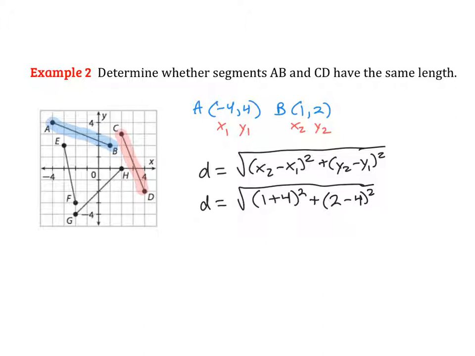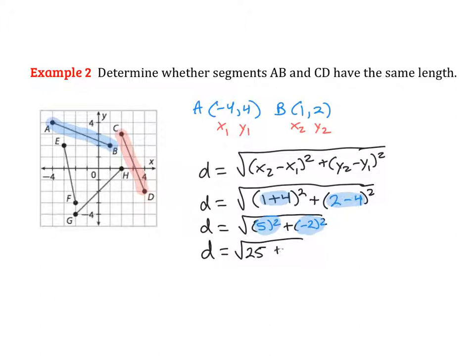From here, we do need to follow our order of operations when we're simplifying. So we're going to start by simplifying what's inside our parentheses. So square root of 5 squared plus -2 squared. And now we're going to simplify our exponents. Remember, 5 squared means 5 times 5, so 25. -2 times -2 is +4. So here we have D equals the square root of 29.